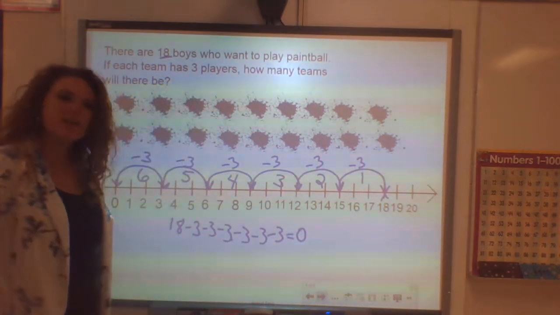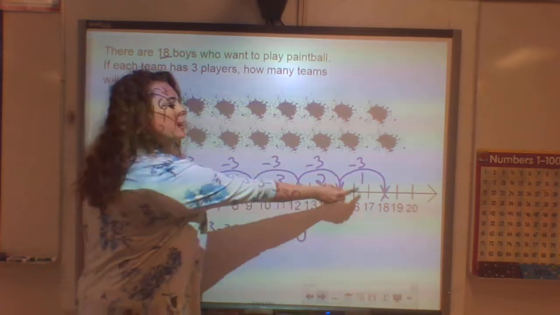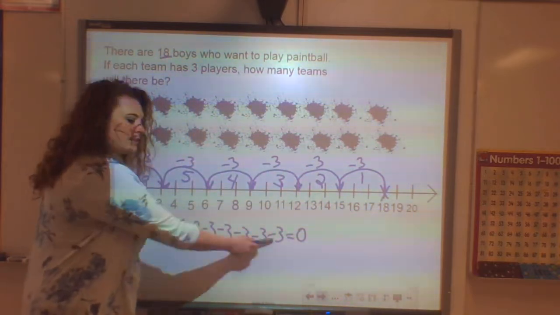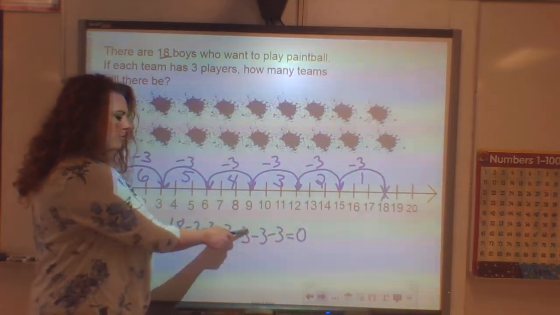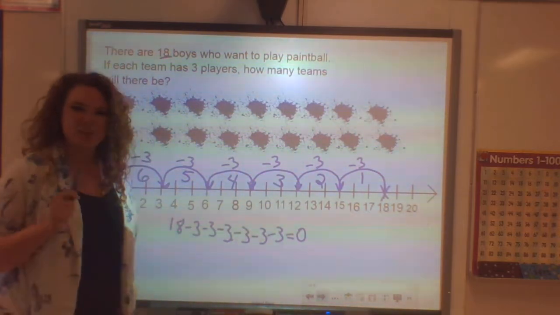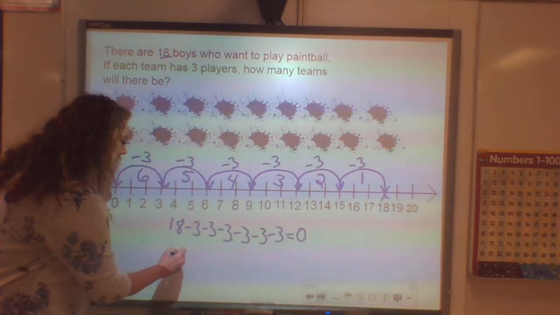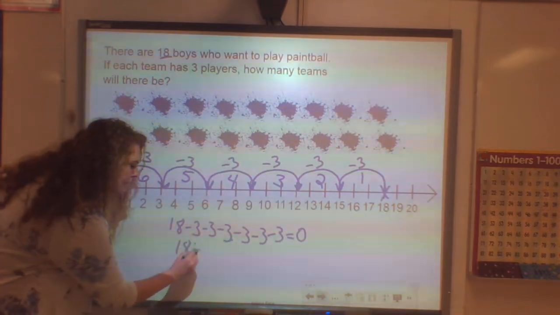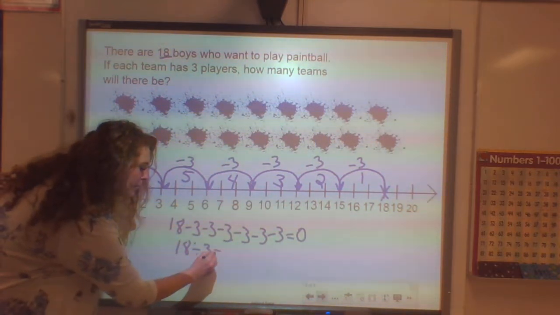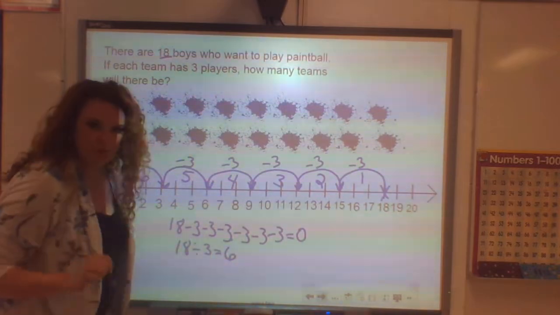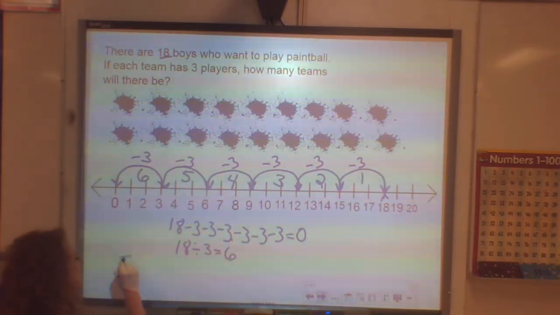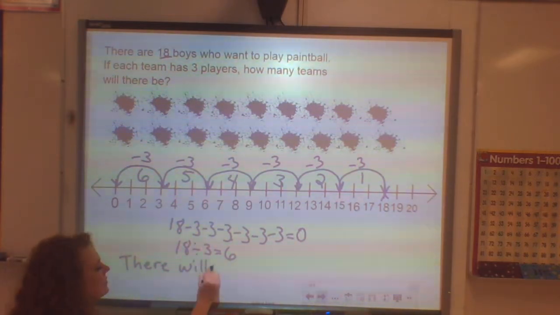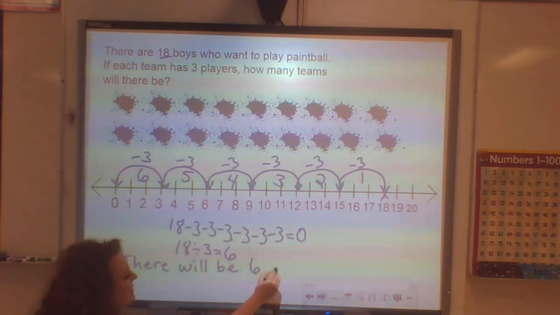Okay, so I know that I have enough. If I didn't want to use the number line, I can just do this. Okay, so I can see 1, 2, 3, 4, 5, 6 groups. That means 18 divided by 3 in each group is 6 groups. Then at the bottom, I will say there will be 6 groups.